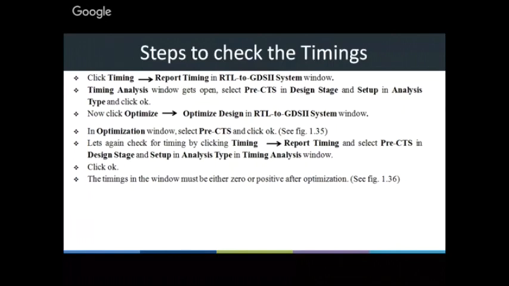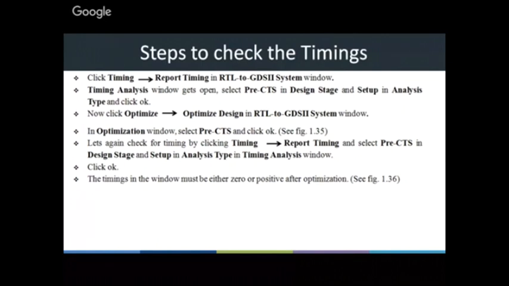Timing always should be either 0 or positive. There should be no negative value. So to optimize that design, we click at this optimize button, then go for this optimize design. An optimization window will open. In the optimization window, we will select pre-CTS and click OK.